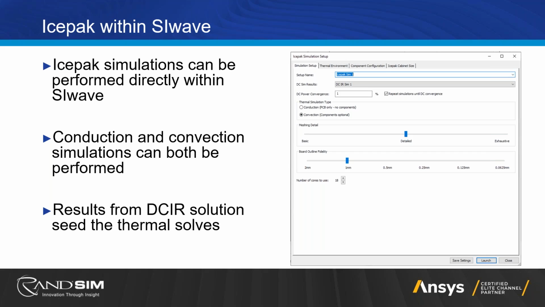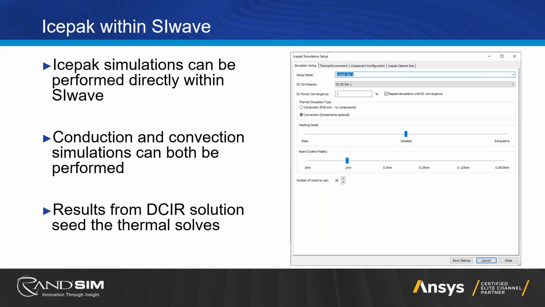So what's nice about this is you can do some very quick setups for both conduction and convection. And again, as I was saying before, driving those simulations from the DCIR simulations. What you see on the right here is the simulation setup. There's a lot of very nice and user-friendly slider bars, which you can then go in and define the meshing detail.